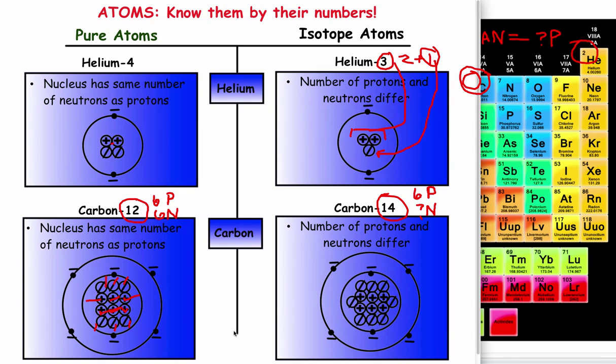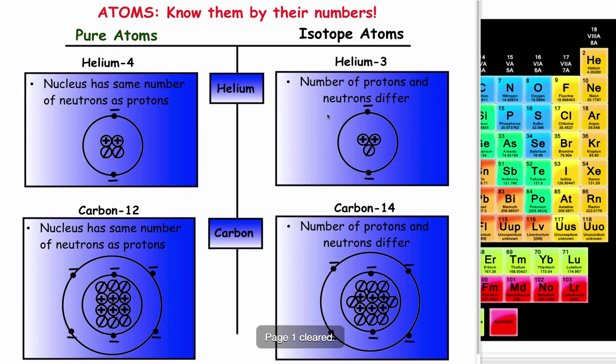So hopefully this little video clip will help you to understand a little better the difference between pure atoms, what I'm calling pure atoms, and isotopes, and also give you a little better insight into particle counts and how particle counts actually tell us about the mass of a given atom and about whether the atom is pure or whether it's an isotope.